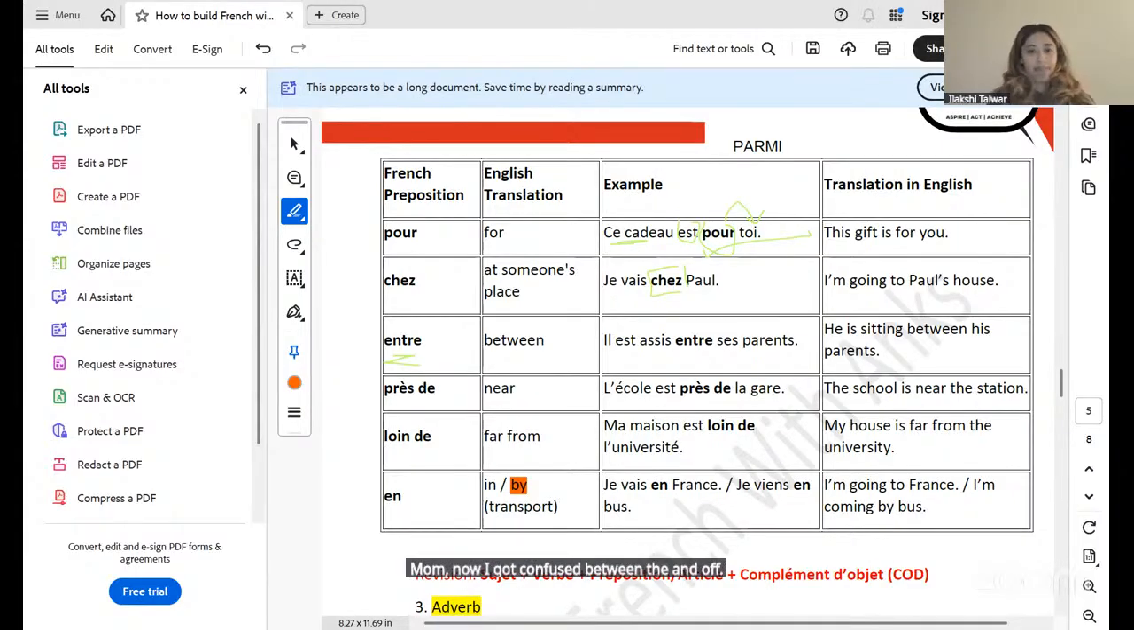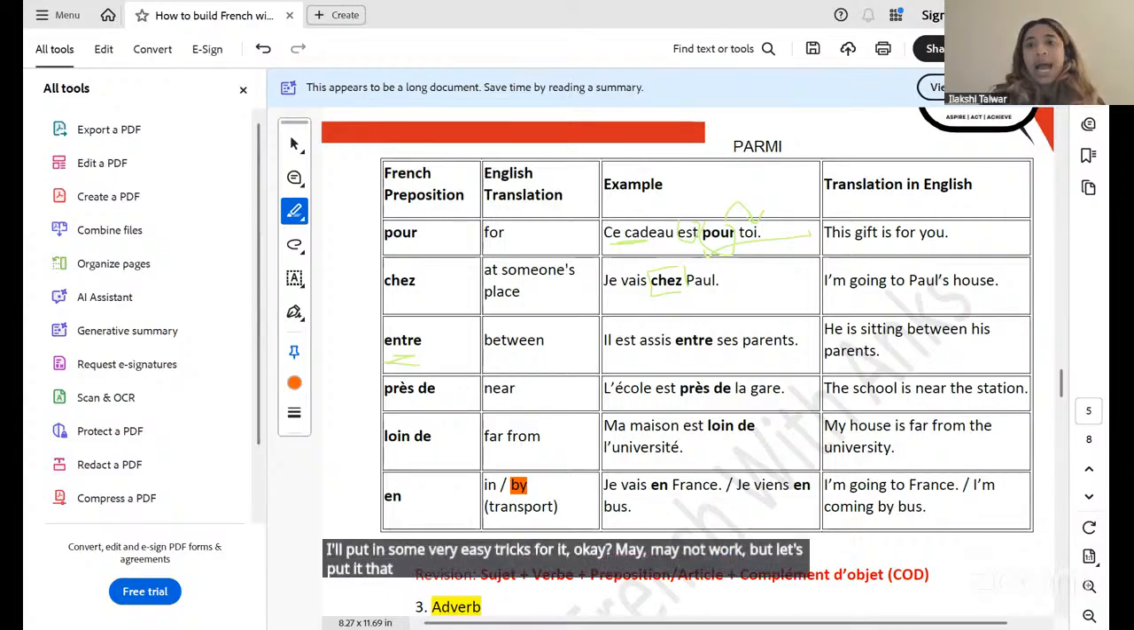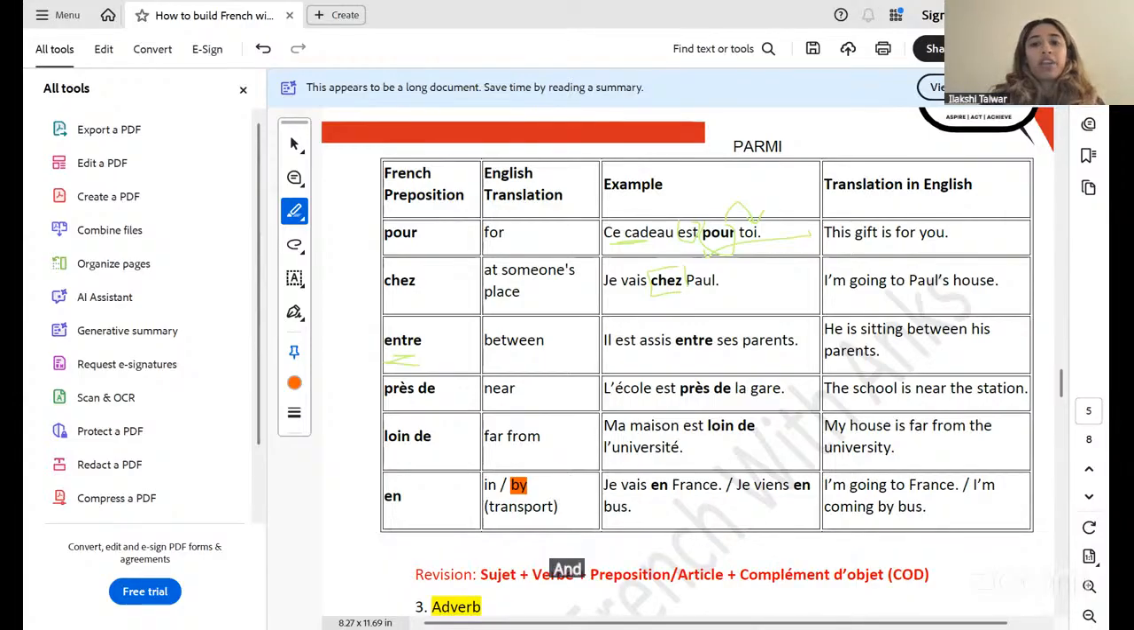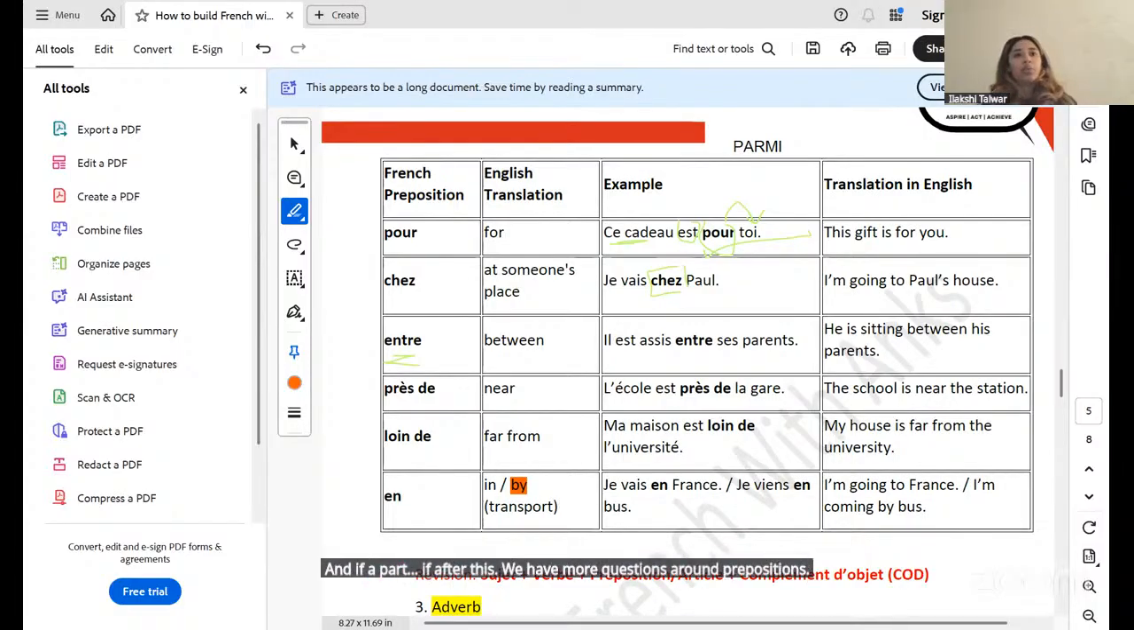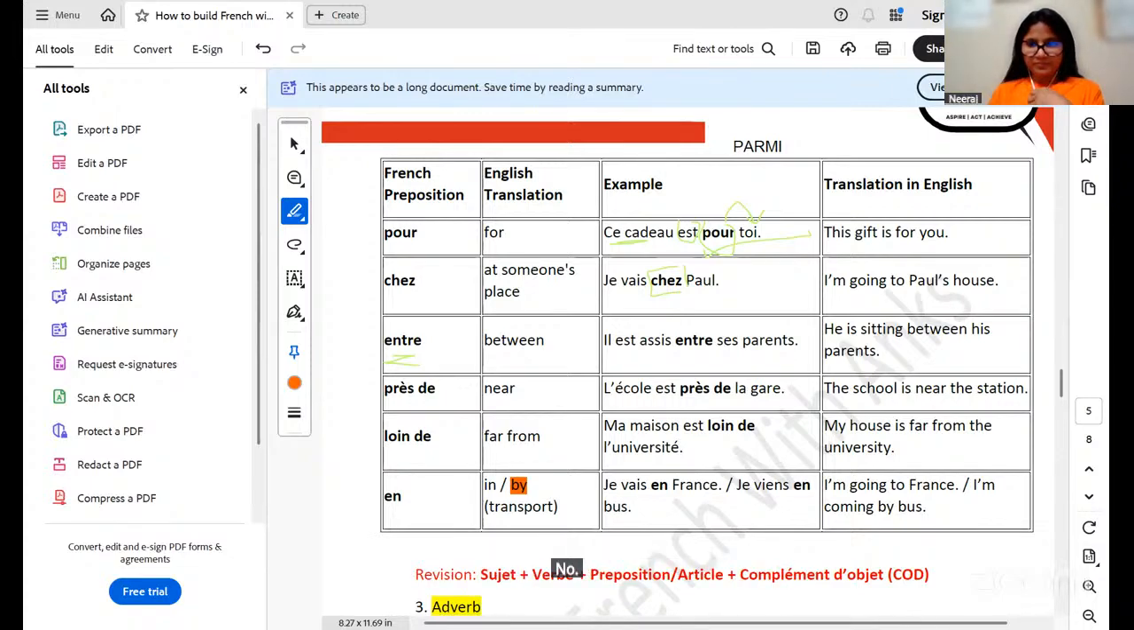Let me put in some examples, okay? One sec, let me put something down. All right. I'll put in some very easy tricks for it, okay? May not work, but let's put it that way. And if after this, we have more questions around prepositions, I'll try to do a workshop only on prepositions for you guys, okay? Thank you, ma'am. No. Let me put it.